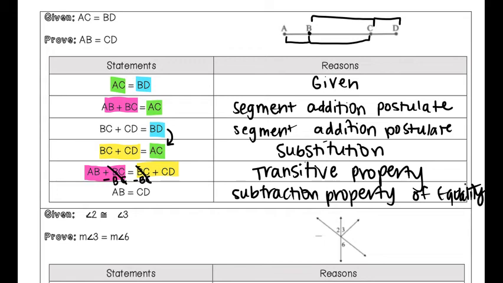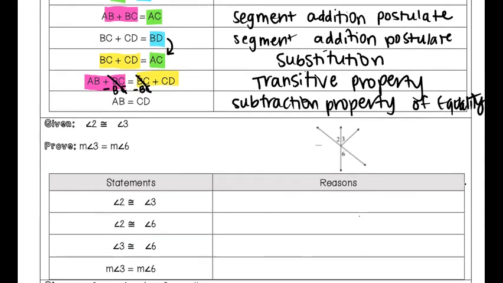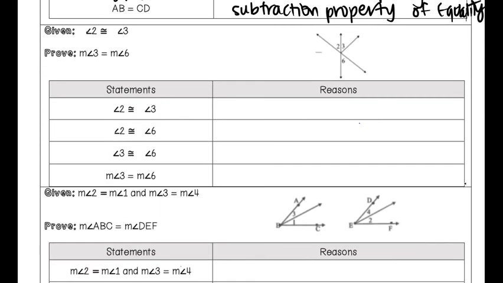All right, we're going to move on to our next proof. Here we are given that the angle 2 is congruent to the angle 3 in the diagram. We want to prove that the measure of angle 3 is also equal to the measure of angle 6. So my first statement was just given. Angle 2 is congruent to angle 3.